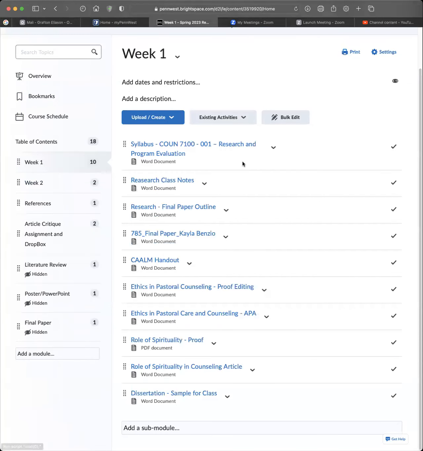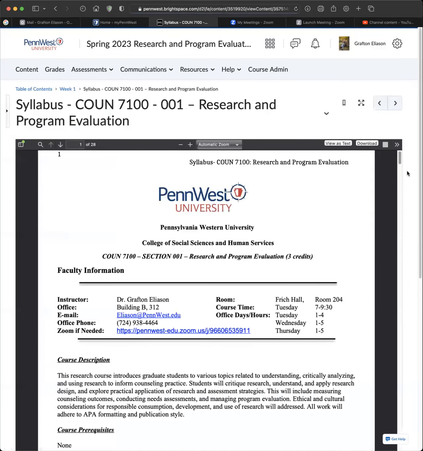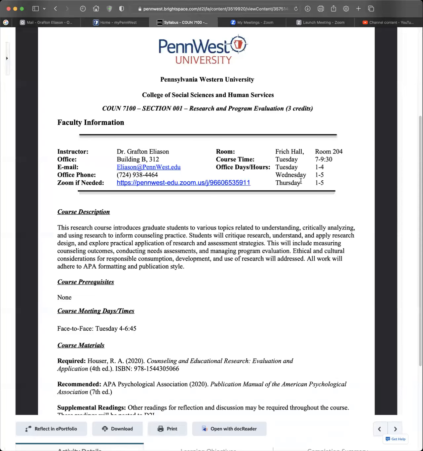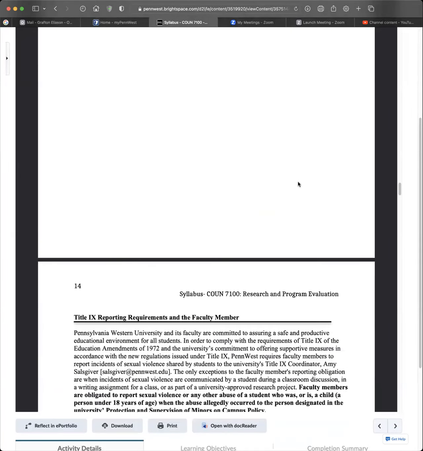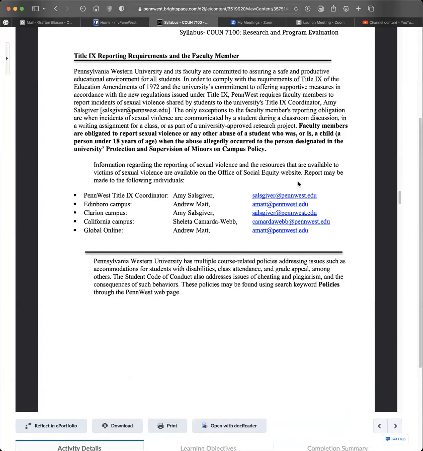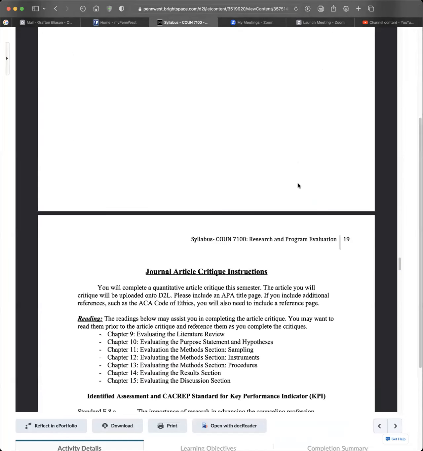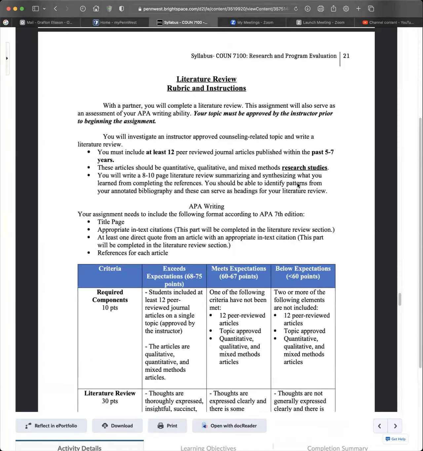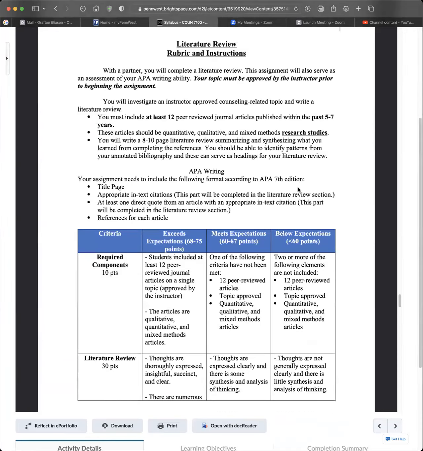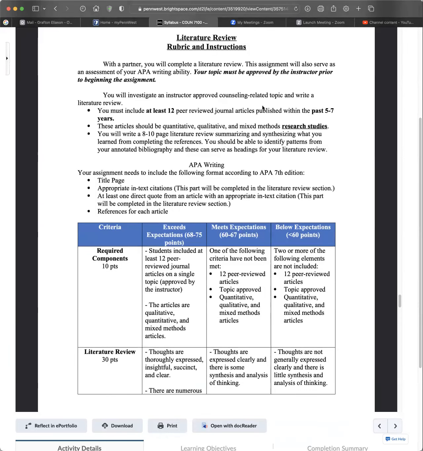We're going to go to week 1, and we're going to look at the syllabus. I'm guessing this should be around page 20. That's the journal article critique. So page 21, the literature review instructions.